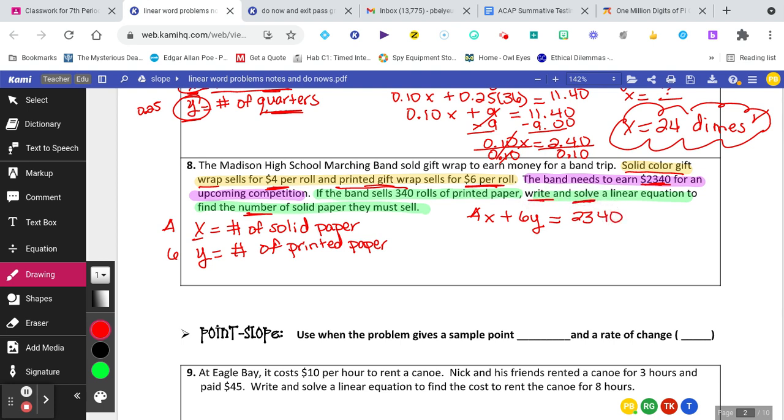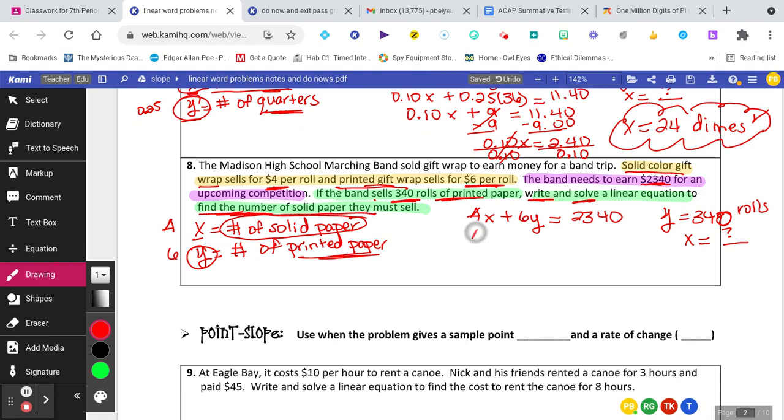Then it says solve it. Solve it if what? If the band sells 340 rolls of printed. Well, printed represents the variable Y. So you're going to solve it if Y is 340 rolls. So I'm going to change Y to 340 and solve for X. Now, when I solve for X, I'm looking for the number of solid colored gift wrap, which is the answer to my question. Find the number of solid paper.